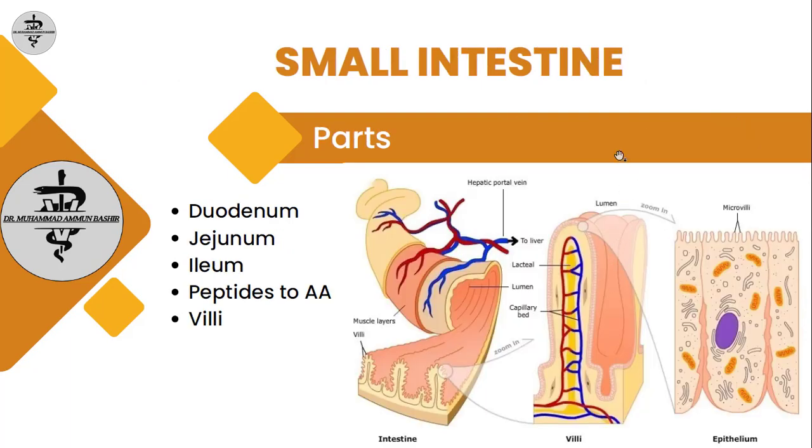The next one is the small intestine. The small intestine consists of three parts: duodenum, jejunum and ileum. Here is the small intestine structure. Here is the lumen of the small intestine, where the peptides break into amino acids and are absorbed through the villi. And here is the structure of the villi.